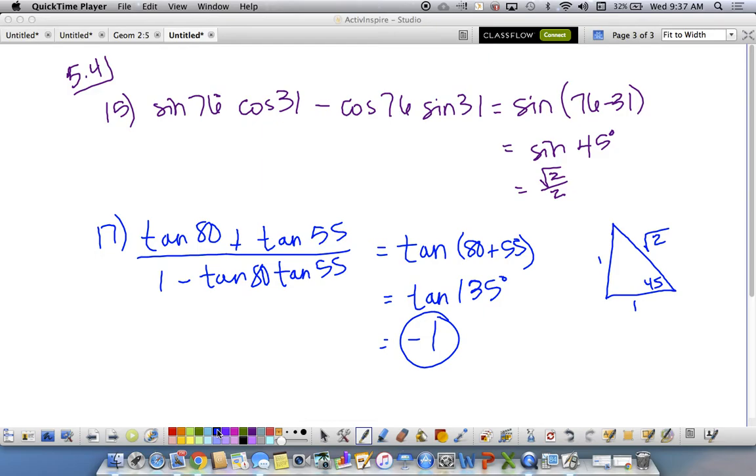When we went over tangent, because tangent is sine over cosine, so we have sine A plus B over cosine A plus B. So sine A plus B is going to be a plus on the top. Cosine A plus B is going to be a minus on the bottom. And that's how I work that out in my head.